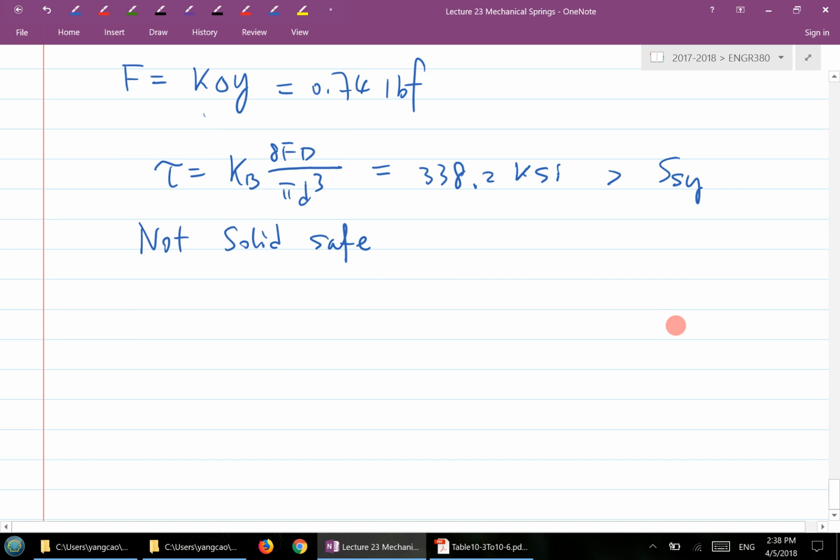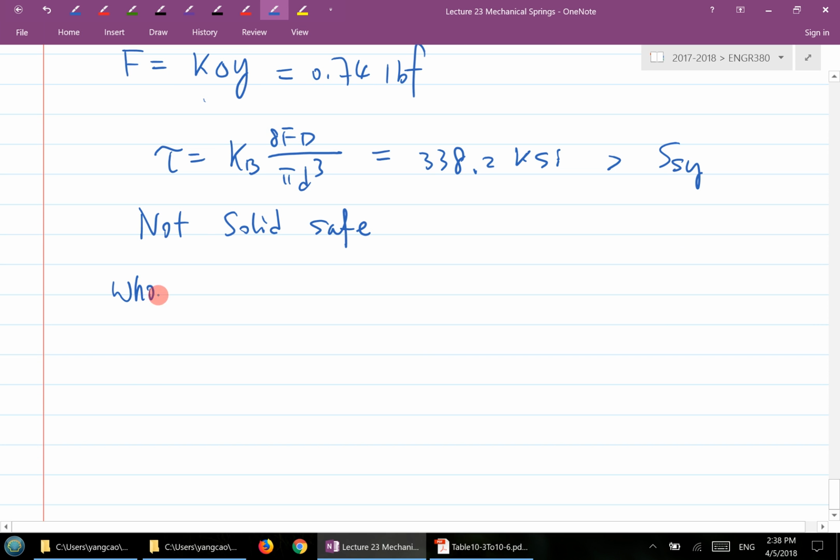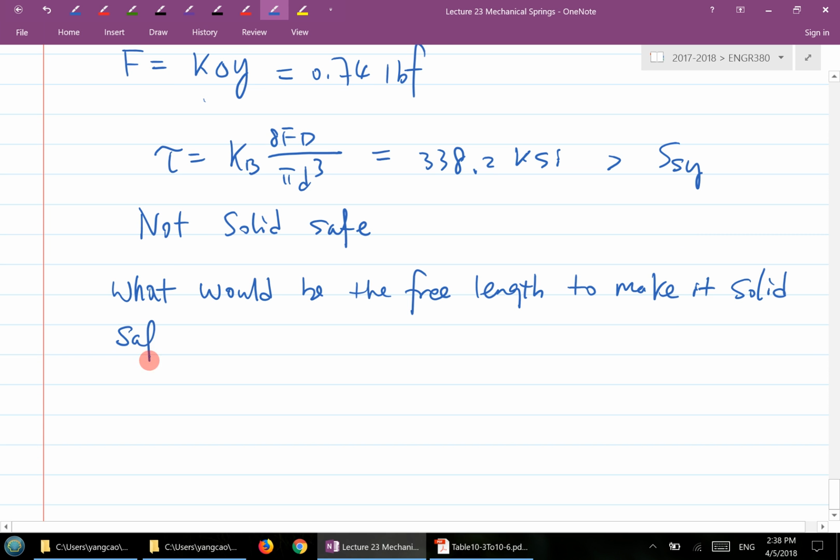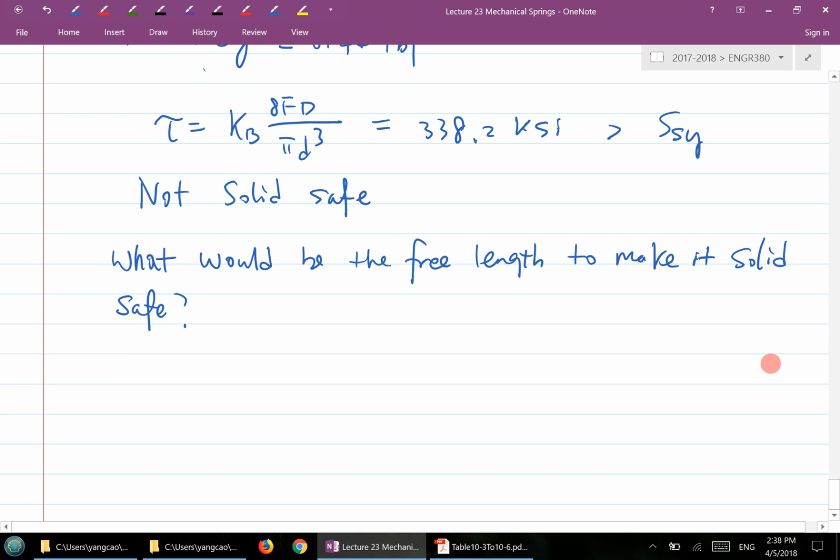So here is the question: what would be the free length to make it solid safe? Before we look at the free length, we have the shear strength given, and the permissible shear strength calculated. We also have the safety factor given. Use the strength divided by the safety factor. So this will give us the allowable shear stress.